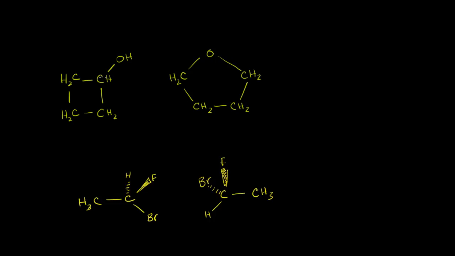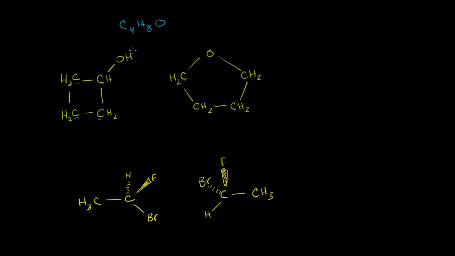But if we look a little bit closer, you see that this guy on the left has 1, 2, 3, 4 carbons, and so does this guy on the right. He has 1, 2, 3, 4 carbons. This guy on the left has 2, 4, 6, 8 hydrogens. This guy on the right has 2, 4, 6, 8 hydrogens. And they both have 1 oxygen. So the molecular formulas for both of these things are 4 carbons, 8 hydrogens, and 1 oxygen.